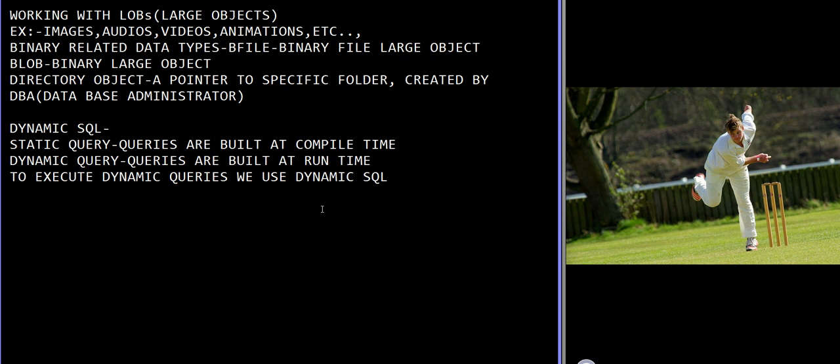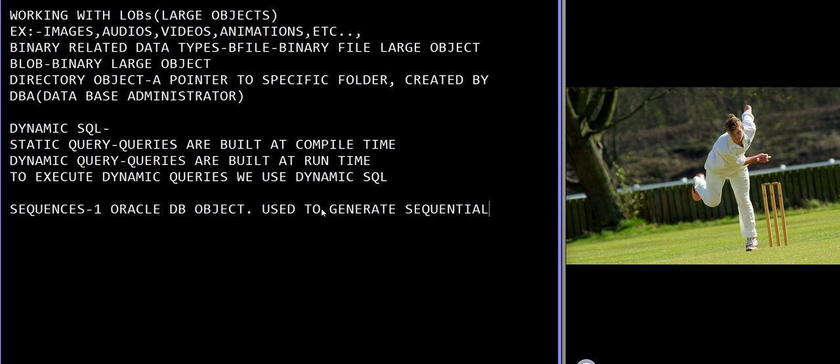We will cover one more topic, that is sequences. A sequence is an Oracle database object, and it is used to generate integers sequentially. That means we have order while creating objects or inserting records, when we should give them a row ID or serial number or anything. For this it will be useful.